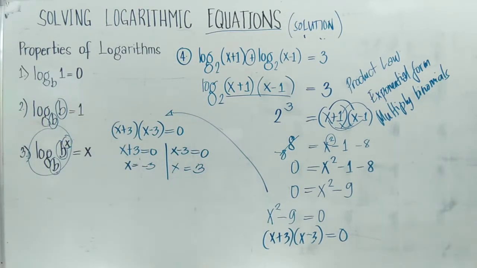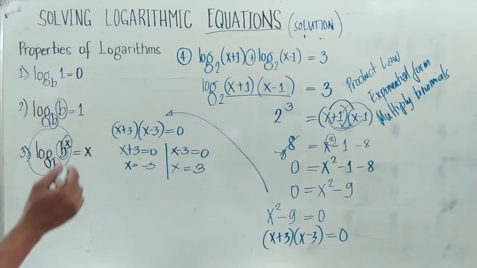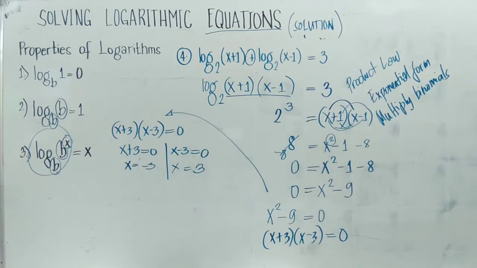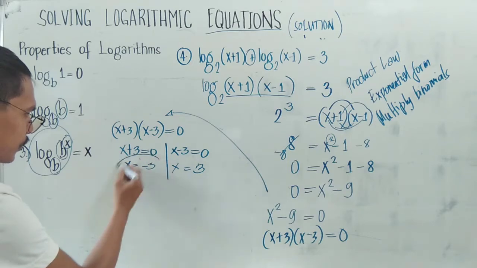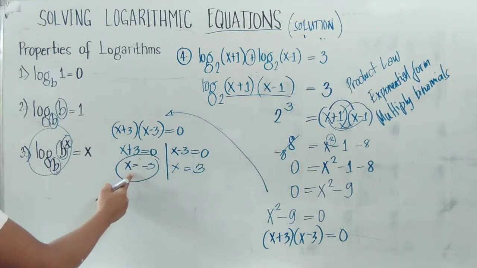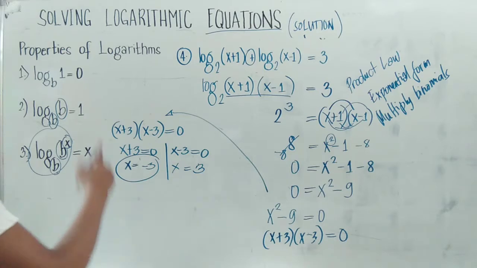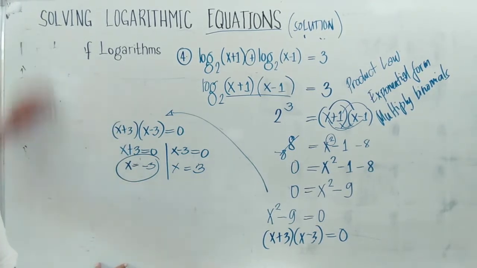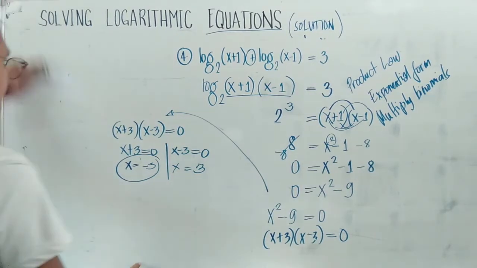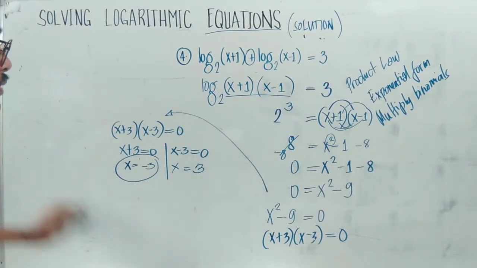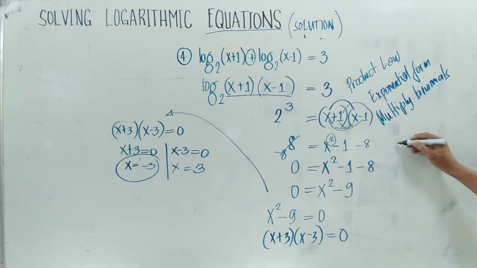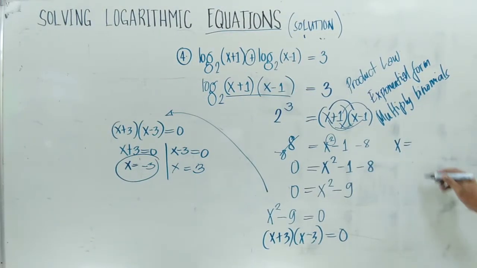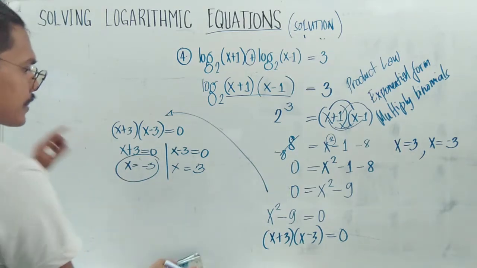Now let us check. To make it simple and easy, we will just check for us to learn it better. So let's try to put your solutions here: x is equal to 3, and x is equal to negative 3. So I will erase this.